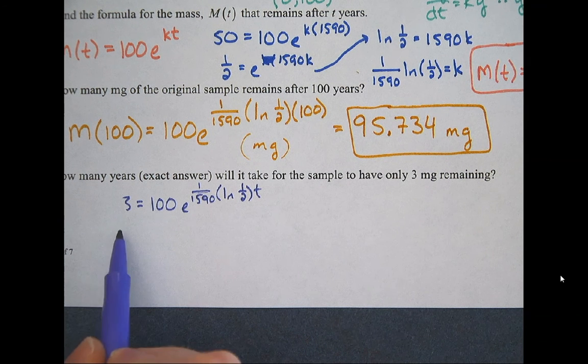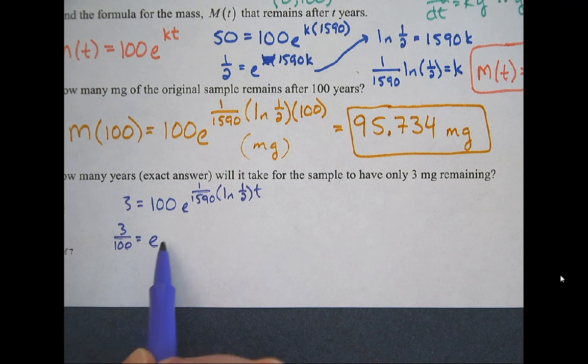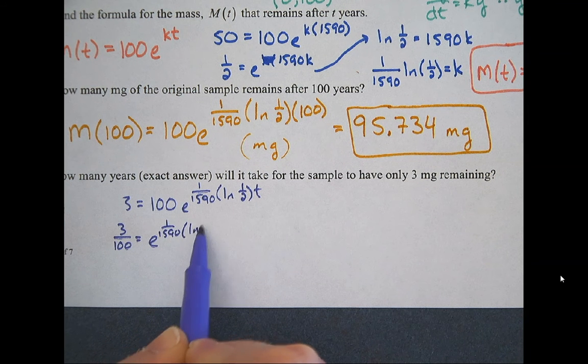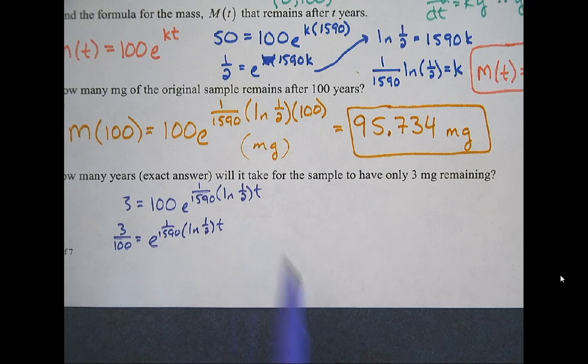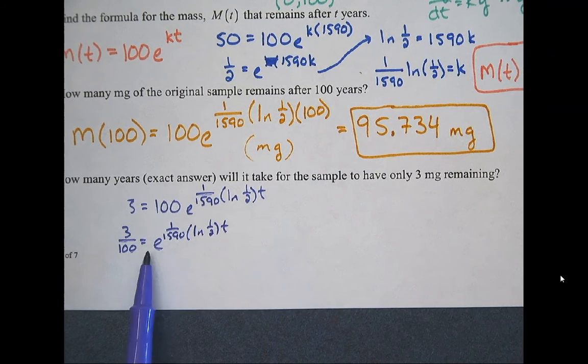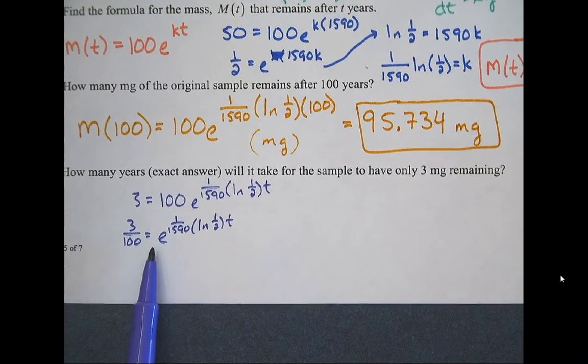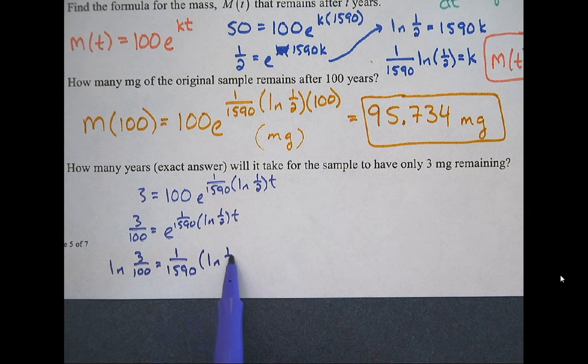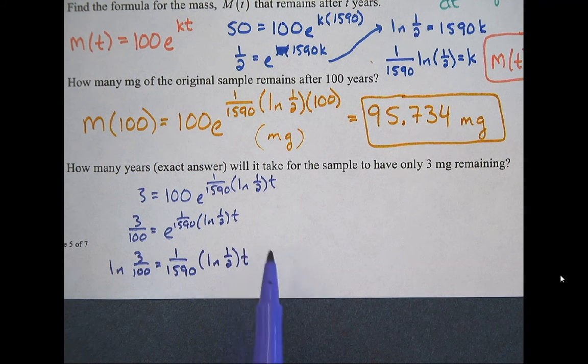So I would start off by dividing. So I would get 3 over 100 equals e to the 1 over 1590 natural log of 1/2 times t. Next farthest away is e, so I would natural log both sides. So that's the natural log of 3 over 100. So I natural log this, so that canceled out, so that's a little bit nicer. 1590 natural log of 1/2 times t.